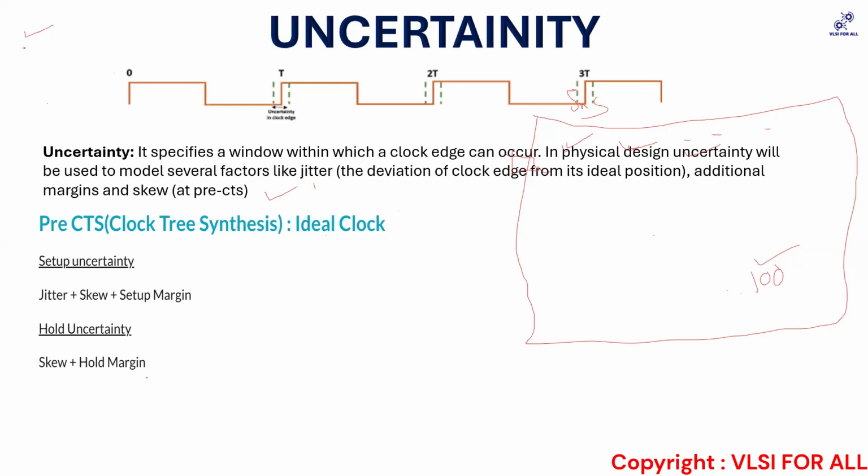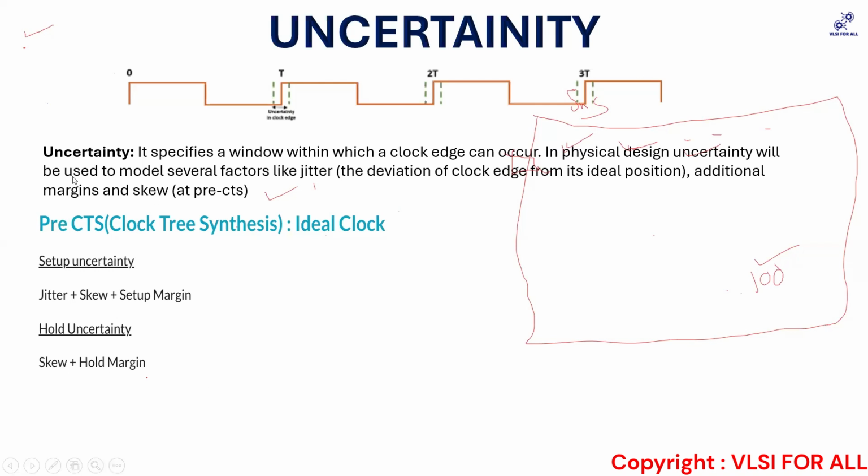Depending upon the buffers and inverters in your network, you will have the delay accounted by each of them. So out of these three factors, think about it. Once the CTS is built, which of these three values will you have a real, clear picture of? Once your CTS is built, you will have the buffers and inverters, and you can directly calculate the skew.